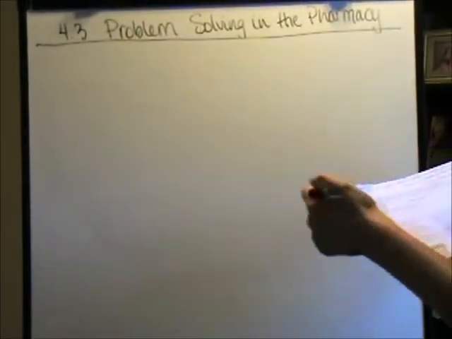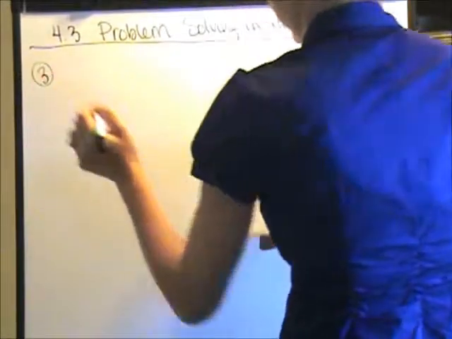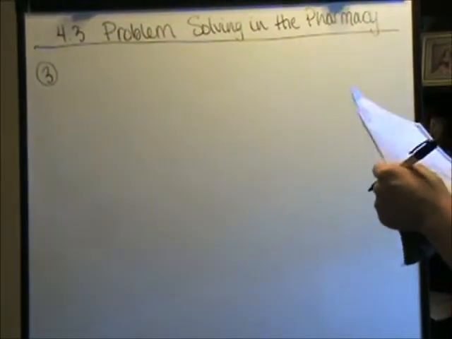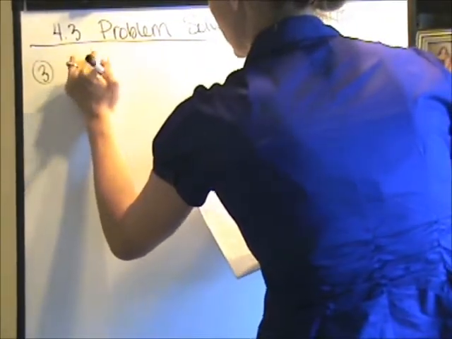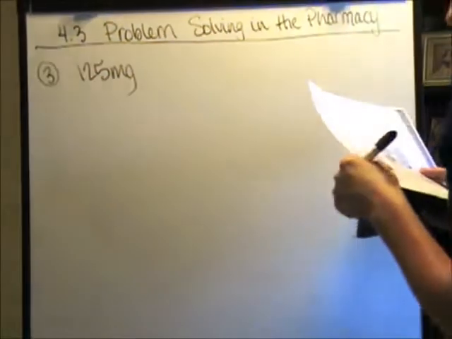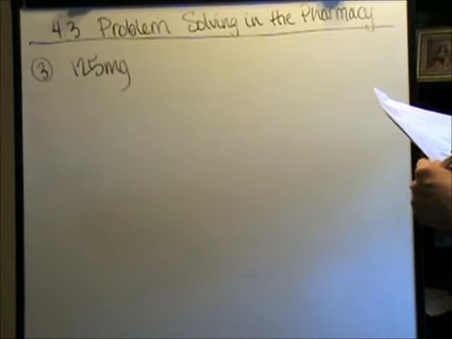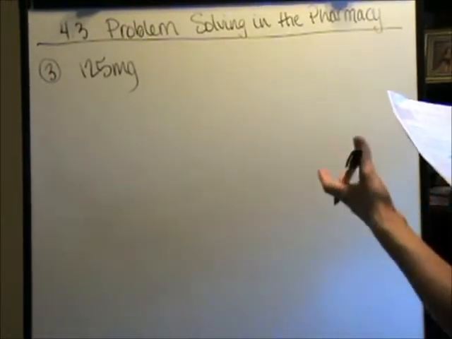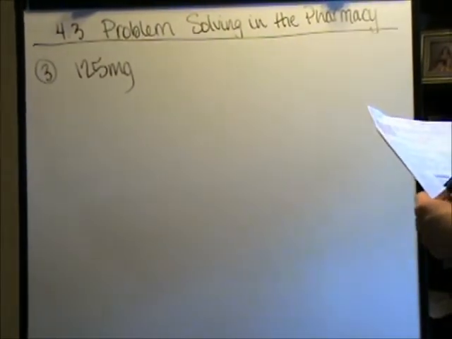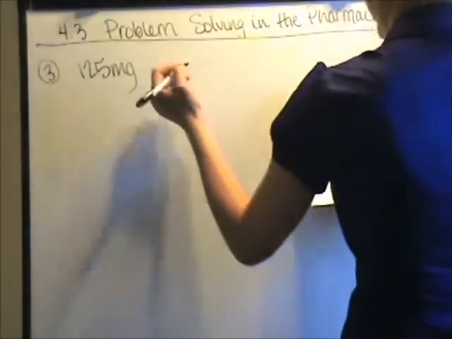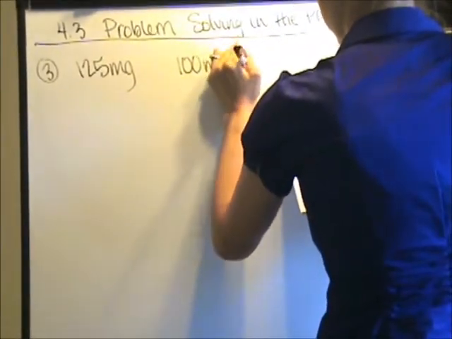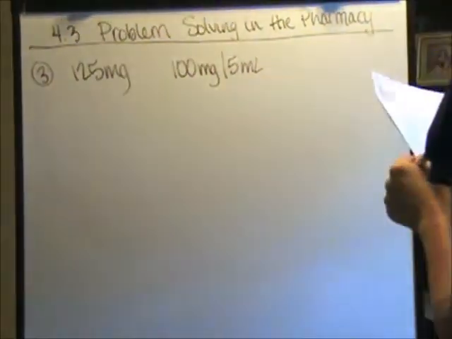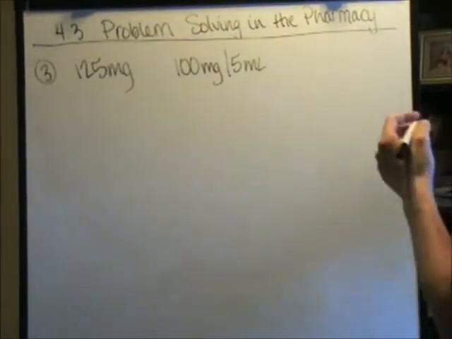Okay, let's do number 3. A prescription order is... wrong one. A patient is to get 125 milligrams of carbamazepine. The label at the right shows the drug that the pharmacy has in stock. So let's take a look. It says carbamazepine suspension, 100 milligrams per 5 ml. How many milliliters will be prepared for this patient?